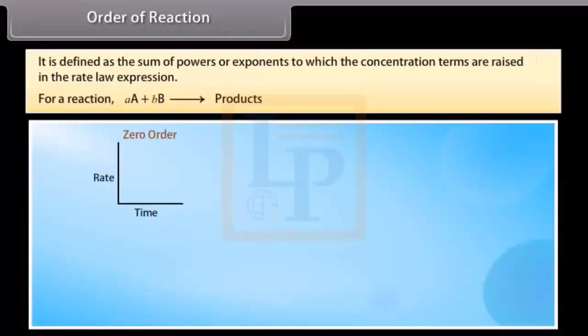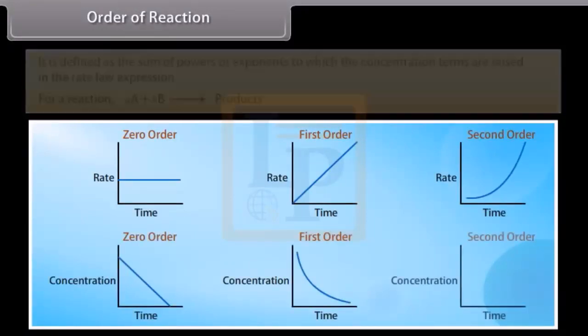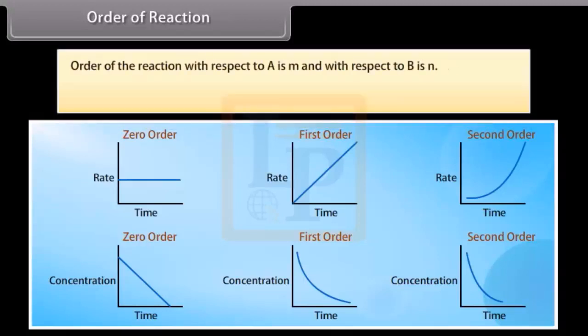Order of reaction. It is defined as the sum of powers or exponents to which the concentration terms are raised in the rate law expression. The rate law expression for a given reaction is given by: rate of reaction is equal to the product of k, A raised to the power m and B raised to the power n. The order of this reaction is equal to m plus n. Order of the reaction with respect to A is m and with respect to B is n.